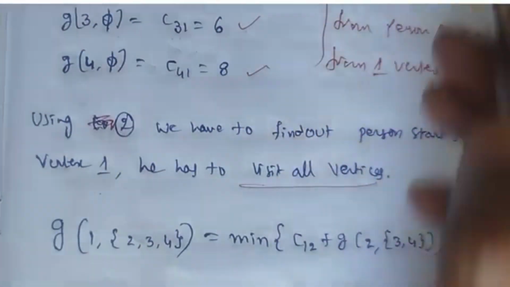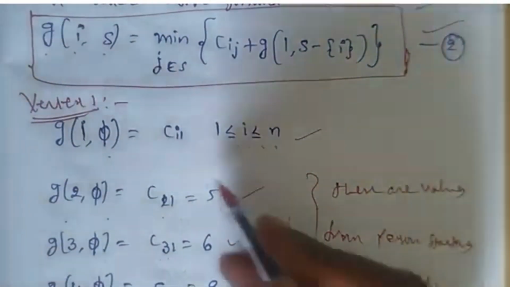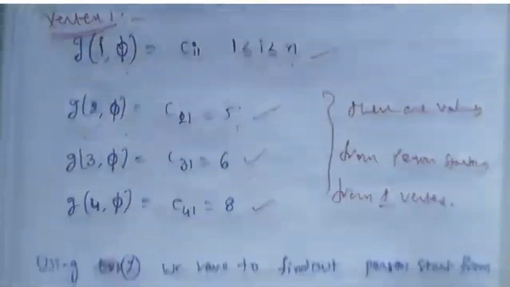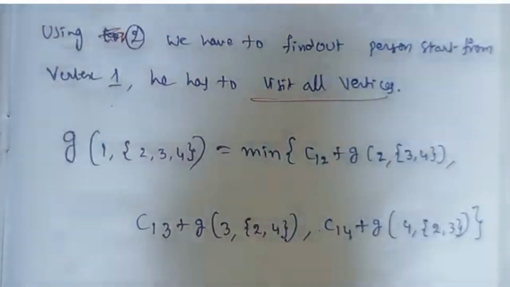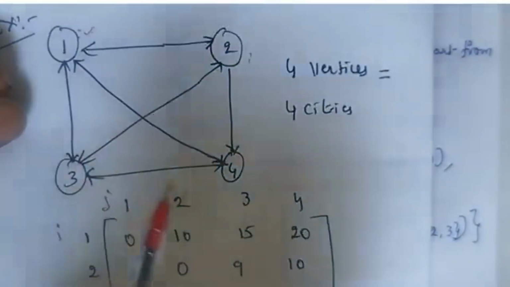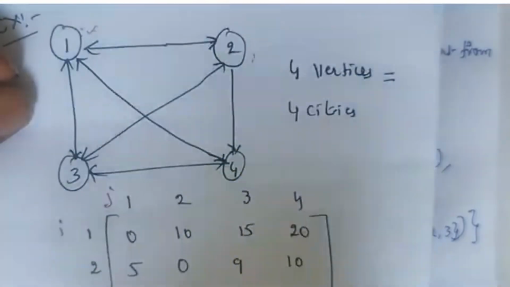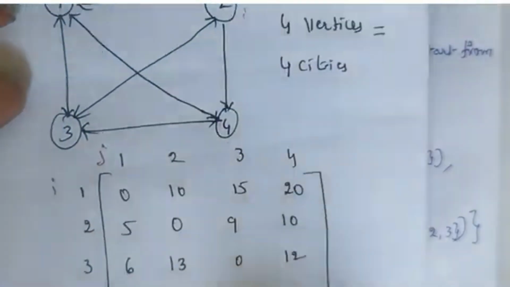Now we have to implement these values in the second equation. We have to find out the shortest path for the salesperson. The salesperson has to start from the first vertex, go to the second vertex, then the third vertex and the final vertex. Okay, in which way if he travels, we will get the least cost, the shortest path.